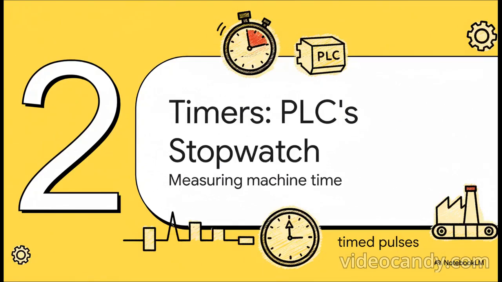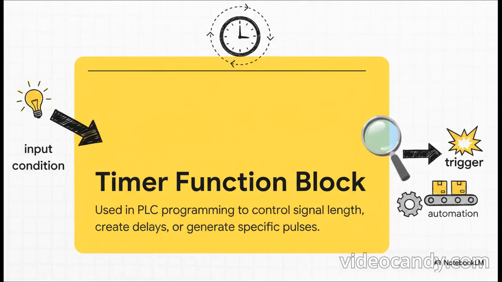Honestly, the best way to think about this is like a programmable stopwatch living inside the PLC. It's the key to making anything happen on a schedule. So what does it actually do? Well, at its core, a timer waits for a signal to tell it to go. Then it just runs for a specific amount of time that you've already set. And when the clock hits 0, bam, it triggers an output to make something else happen. It's the classic wait, then do move of automation.